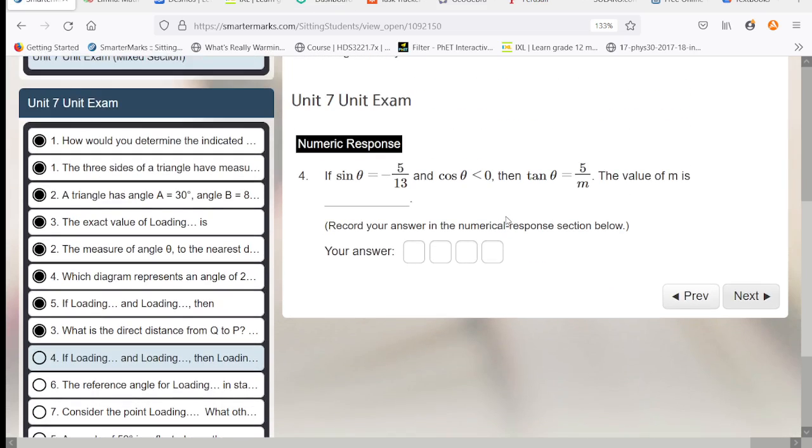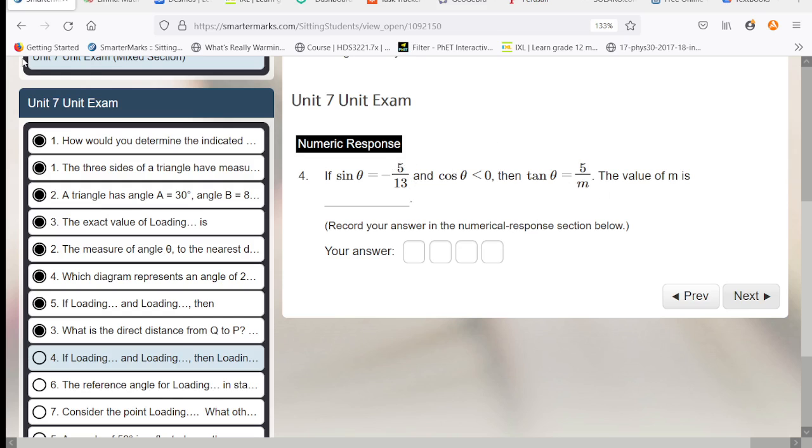So now, numeric response number 4. If the sine of theta is negative 5 over 13 and cos is also negative, then the tangent of theta is 5 over m. The value of m is. So sine and cosine are both negative. We're in quadrant 3 where tan is positive. So m is going to have a positive value.